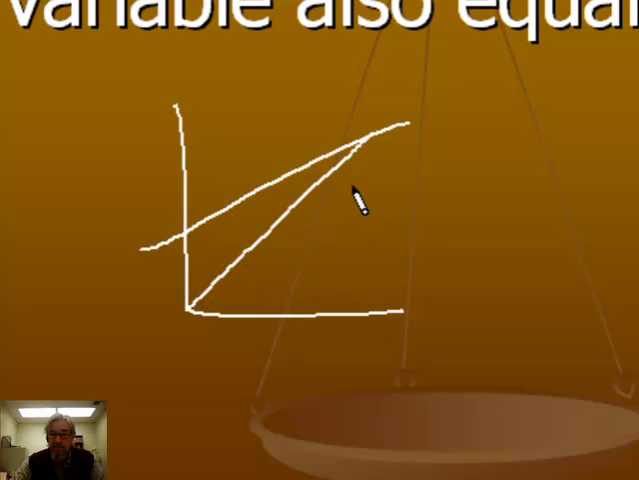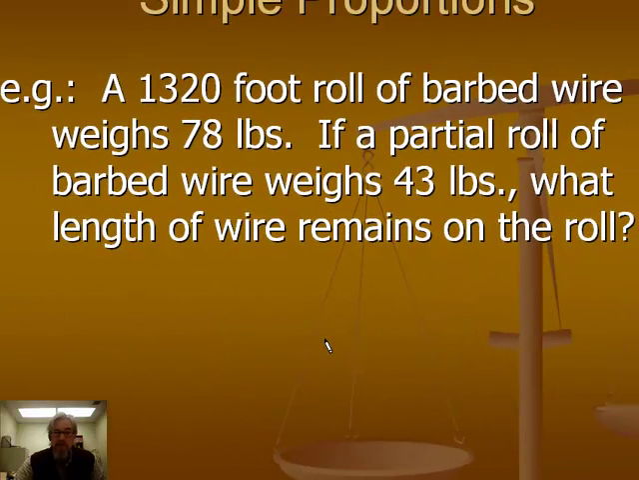Now you don't always have to graph these out to know if you can use a simple proportion. Here's an example. Say you have a 1,320-foot roll of barbed wire. That's the length of rolls of barbed wire. And it weighs 78 pounds. Say you have a partial roll of barbed wire. Some of it's gone. It only weighs 43 pounds. And you wanted to know what the length of the wire was that remained on the roll. Well, every foot weighs the same amount, so that means it's linear. And if you didn't have any feet, well, it wouldn't weigh anything.